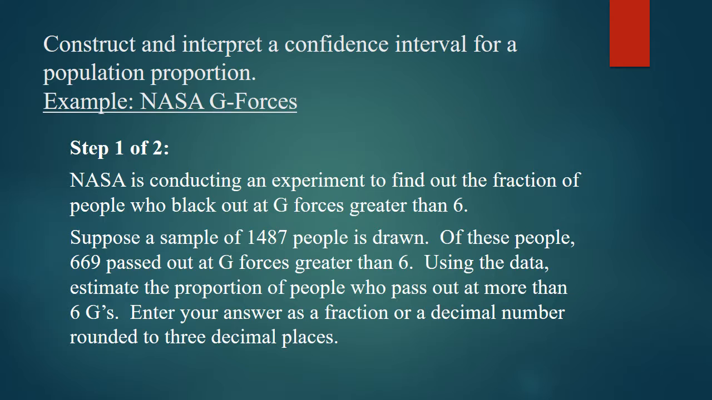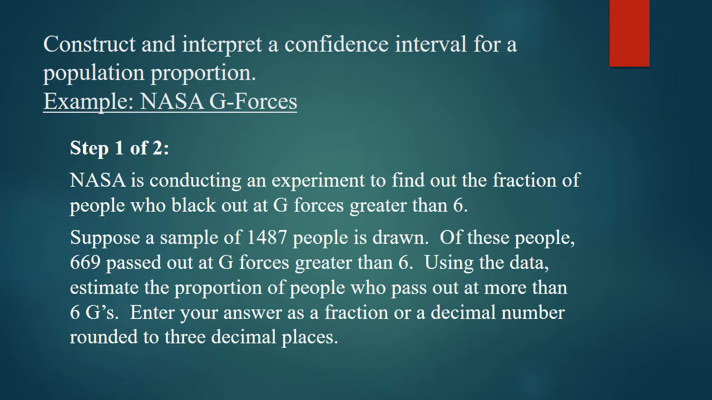So step one, NASA is conducting an experiment to find out the fraction of people who black out at G-forces greater than 6. And that word fraction tells you that we're looking for a proportion, in the same way that finding a percentage tells you that we're looking for a proportion.